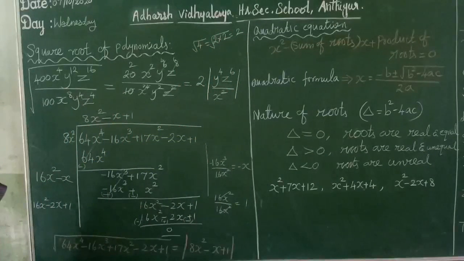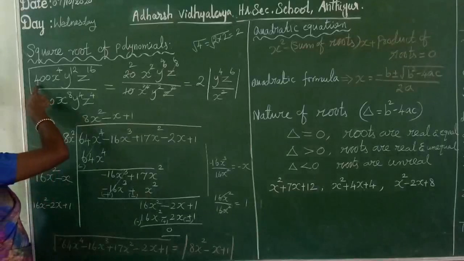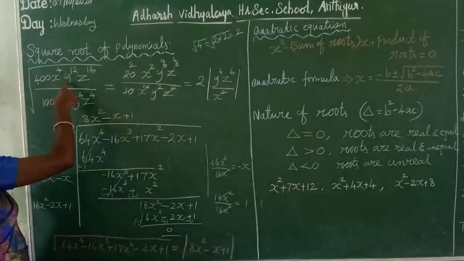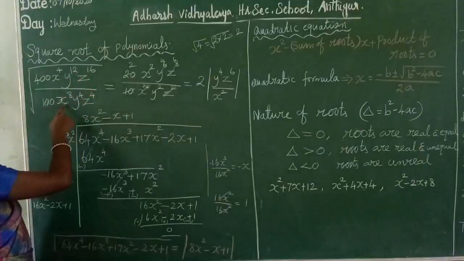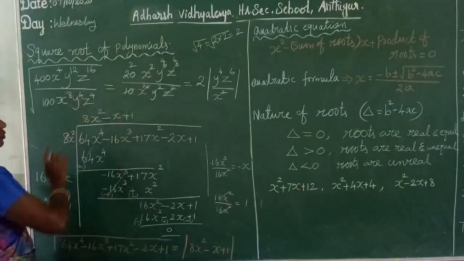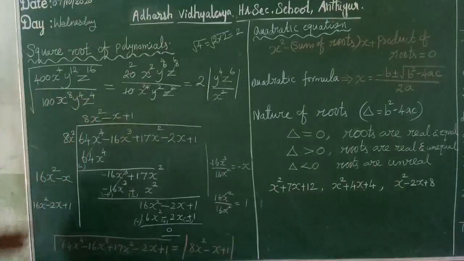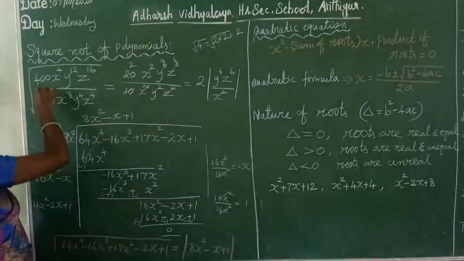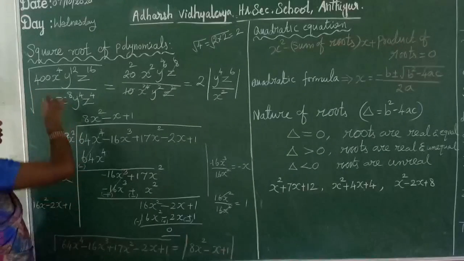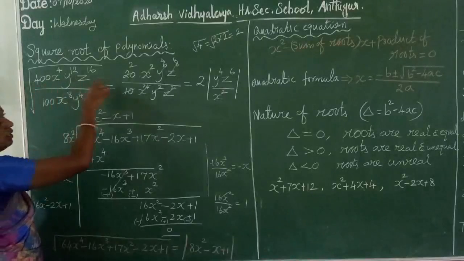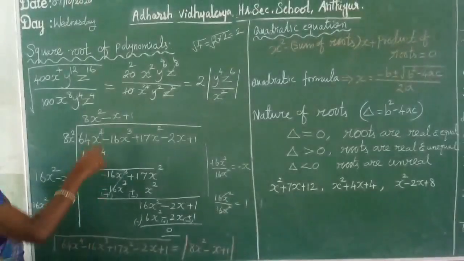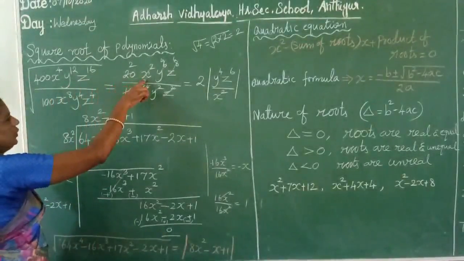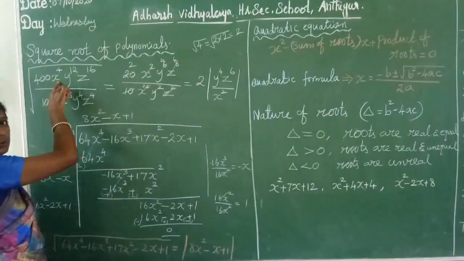The same model we discuss in the algebraic expression. So see that: 400 x power 4 y power 12 z power 16 by 100 x power 8 y power 4 z power 4. You want to take the square root of the given polynomial. Here 400 is a numerical value. So what is the square root of 400? 20. X power 4: which number multiplied by itself, x square into x square, we get x power 4.